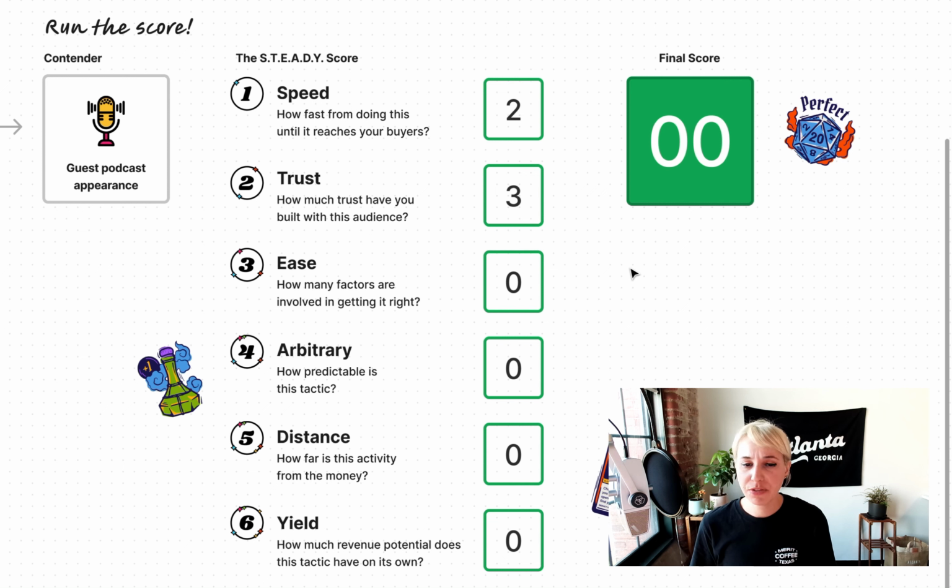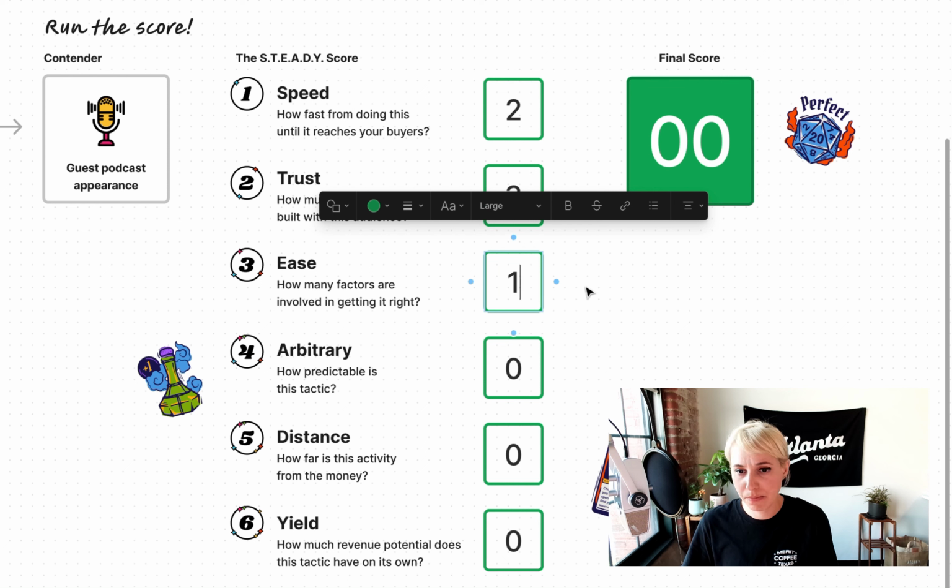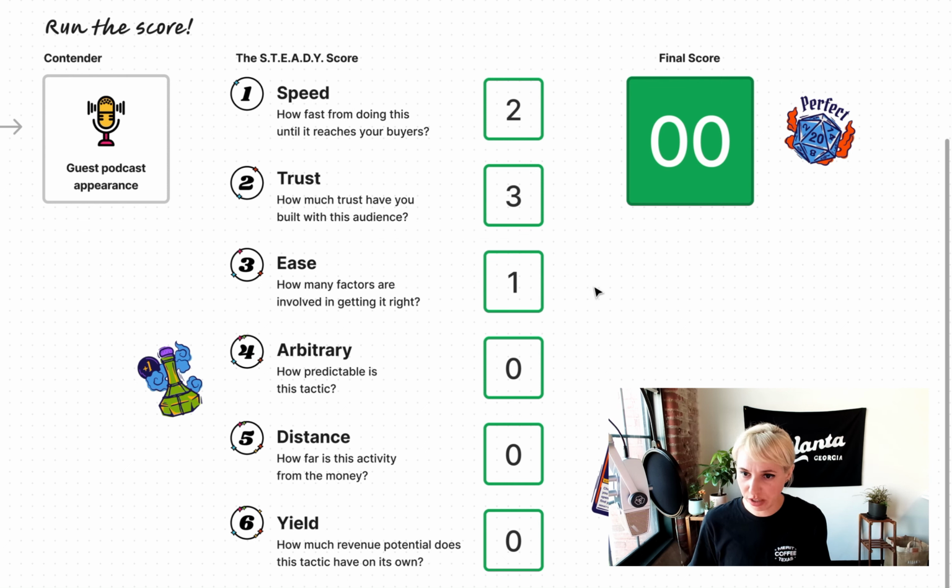When it comes to ease for a podcast, I'm going to give this a 1. Meaning that it's a little bit trickier to get right. I think that it can take some experimentation to figure out what podcasts to go on, what kinds of conversations to have, and what calls to action are appropriate for that context that will get people in your orbit so that they convert into a sale.